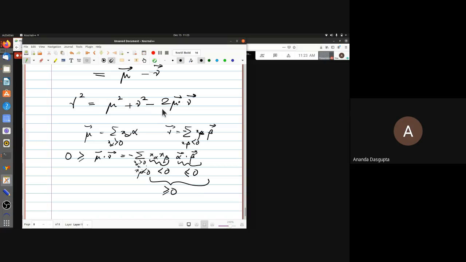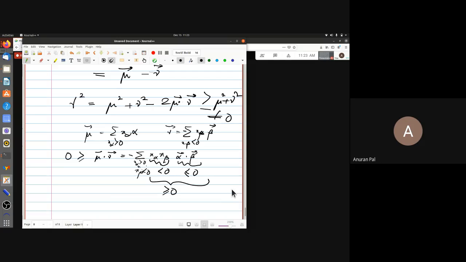So you're subtracting minus twice mu dot nu from mu square plus nu square. So this is definitely greater than or equal to mu square plus nu square. You're subtracting a number which is negative or 0. So this cannot be 0, right? Something which is bigger than or equal to mu square plus nu square, it's impossible for that to be 0. Okay? Clear? Yes? No? Give me a response.